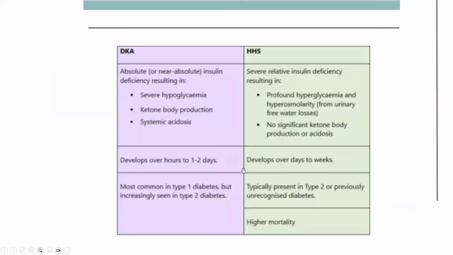I have a question. Sure, go ahead. So for DKA, I'm not sure if I heard you. So there's no polydipsia in DKA?